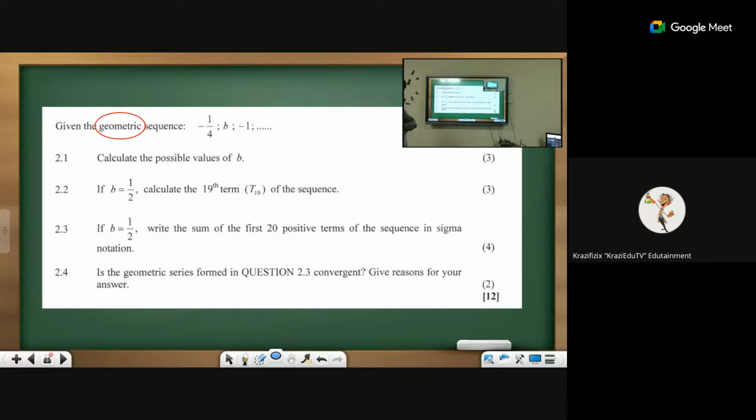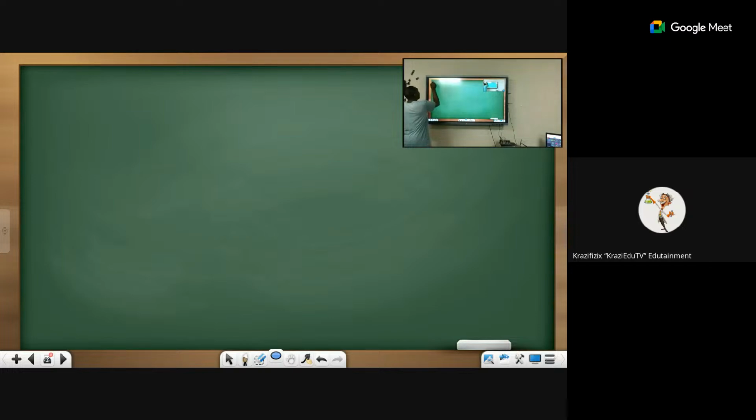Yeah, I think everything we need is in this. Everything we did today is right in this question. Minus 1 over 4, B and -1. Answer? Let's mark. -1 over 4, B.